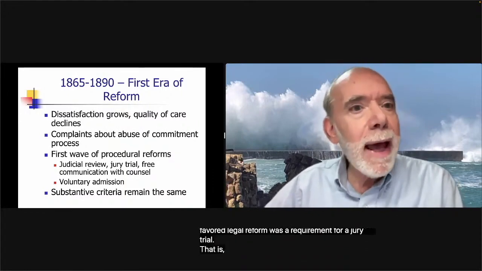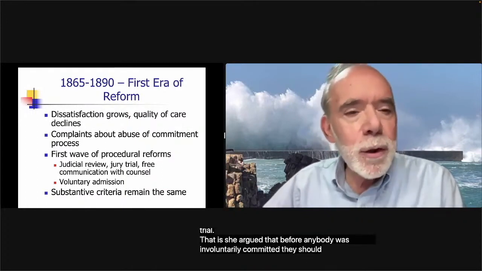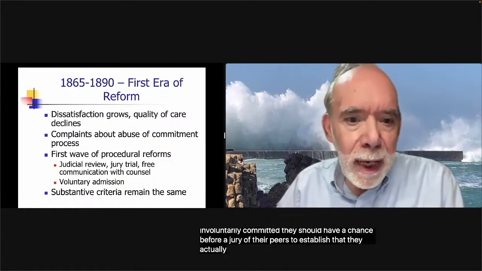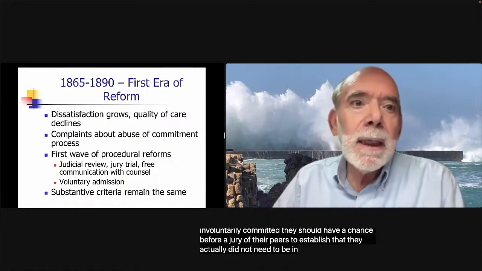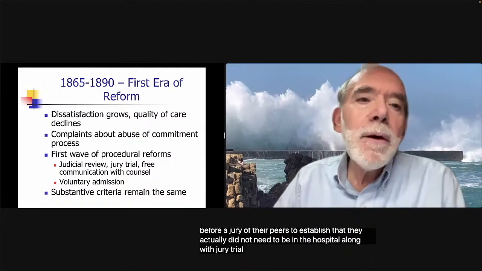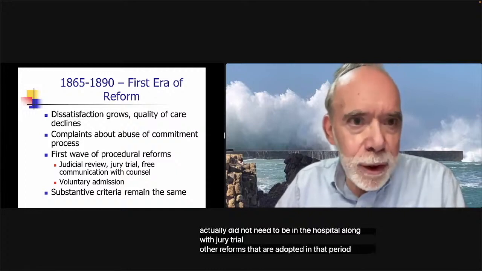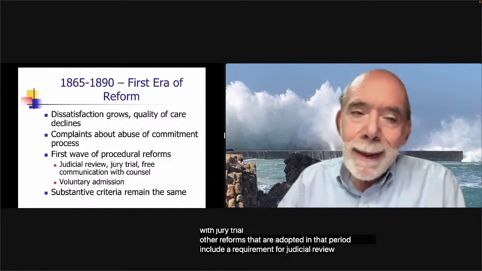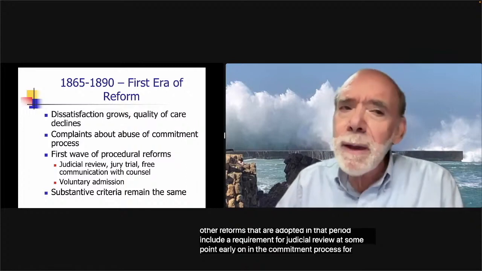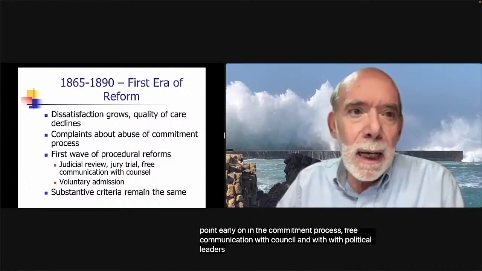She argued that before anybody was involuntarily committed, they should have a chance before a jury of their peers to establish that they actually did not need to be in the hospital. Along with jury trial, other reforms that are adopted in that period include a requirement for judicial review at some point early on in the commitment process, free communication with counsel and with political leaders and others.